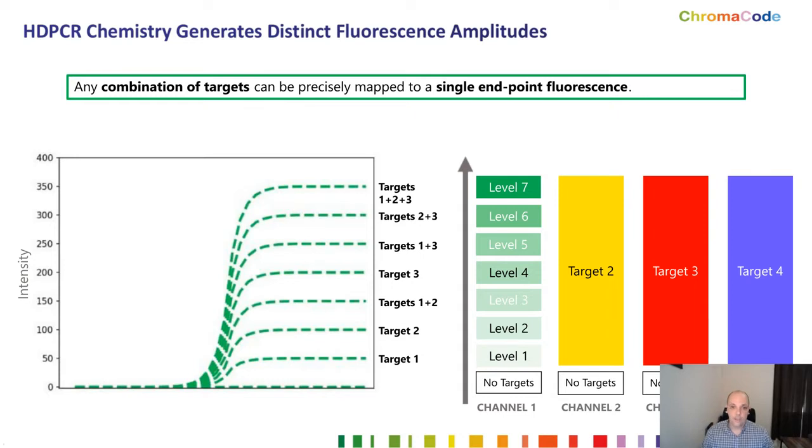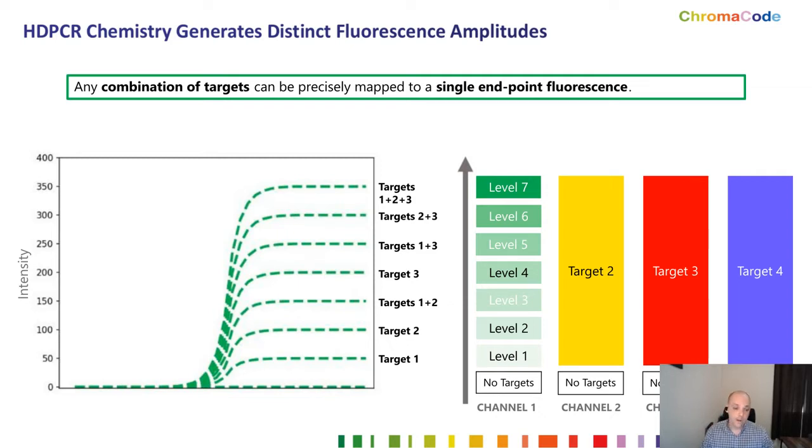For Chromocode's technology, we also encode the target using the amplitude of the intensity of the targets. Imagine a fictional target 1 that, when present in a qPCR reaction, amplifies to 50 fluorescence intensity units. And a target 2 that, when present, amplifies to 100 intensity units in the same channel, channel 1. If I read 50, I can tell that it's target 1. If I read 100, it's target 2. And if I read 150, I know that targets 1 and 2 are present.